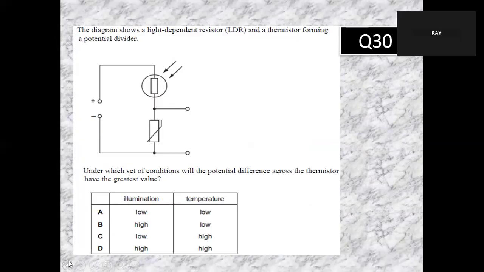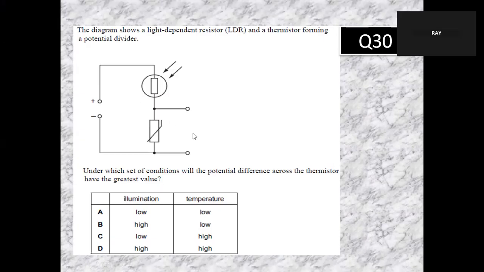Diagram shows a light dependent resistor and a thermistor forming a potential divider. So this is a potential divider. Under which condition will the potential difference across the thermistor have the greatest value?